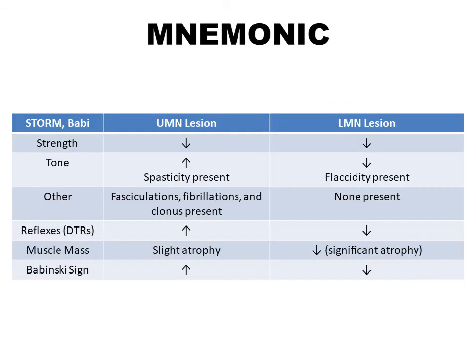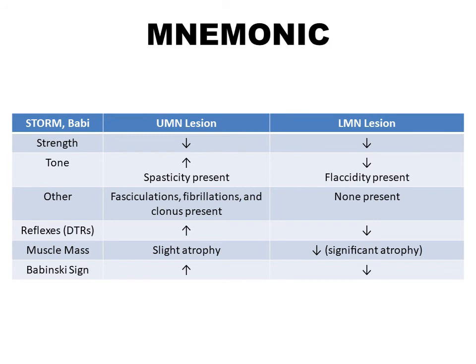I'll end with a summary slide that is also a mnemonic. The mnemonic is Storm Baby. As you can see, all of the arrows point down in the lower motor neuron column, and almost all point up in the upper motor neuron column.